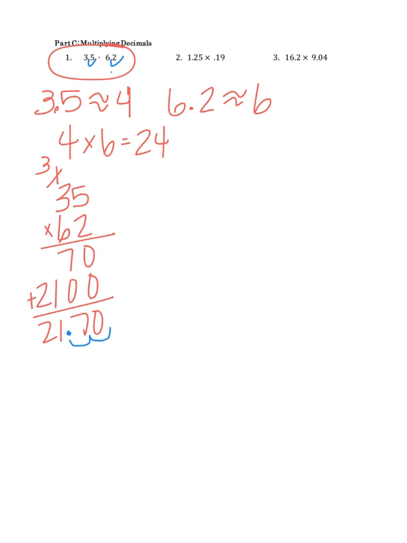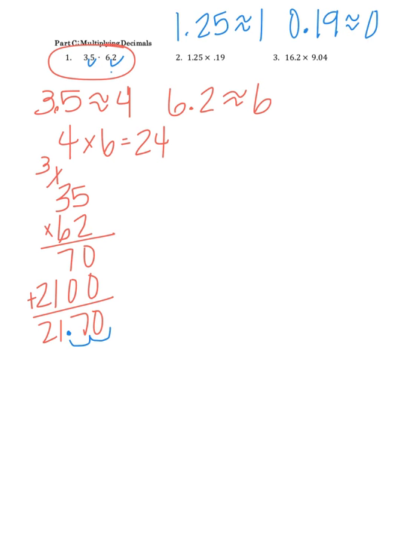Now we go on to number 2. 1 and 25 hundredths times 19 hundredths, or 0 and 19 hundredths. We know that 1 and 25 hundredths is about equal to 1, and 0 and 19 hundredths is about equal to 0 if we're rounding to the nearest whole number. 1 times 0 is 0. That means we're looking for a small decimal.